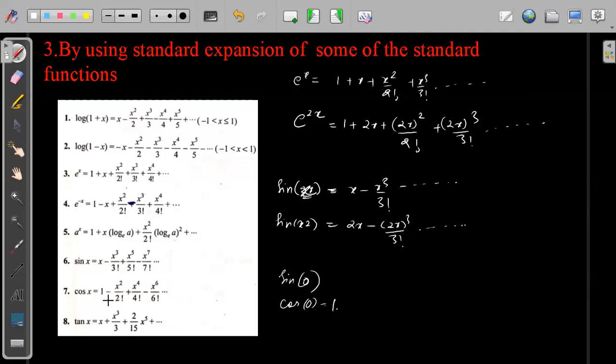You always remember that every alternate term will get cancelled out. So cos x is 1, then the next will be x square by 2 factorial, the next will be x to the power 4 by 4 factorial, plus, minus, and so on. So you can remember it like this.